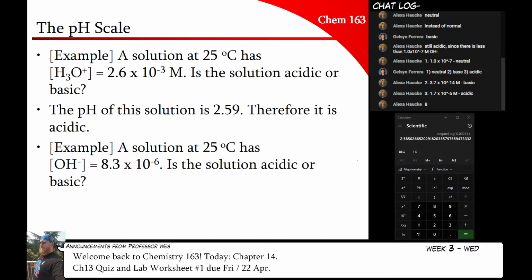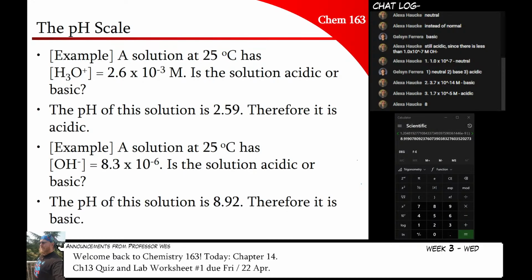So same thing here. If I wanted to calculate the pH of this solution, I would need to know H3O+. So let's do that real quick. 1 times 10 to the minus 14 divided by 8.3 times 10 to the minus 6. This would be H3O+. We're going to log that, and then we're going to negate it. So this pH would be 8.92. And that would be basic.